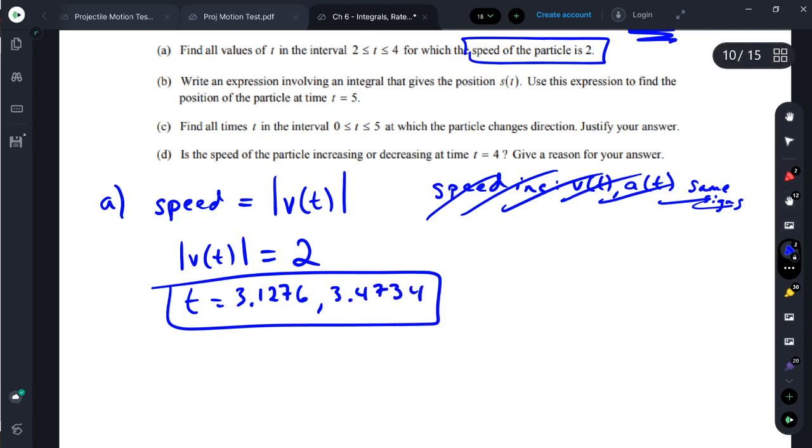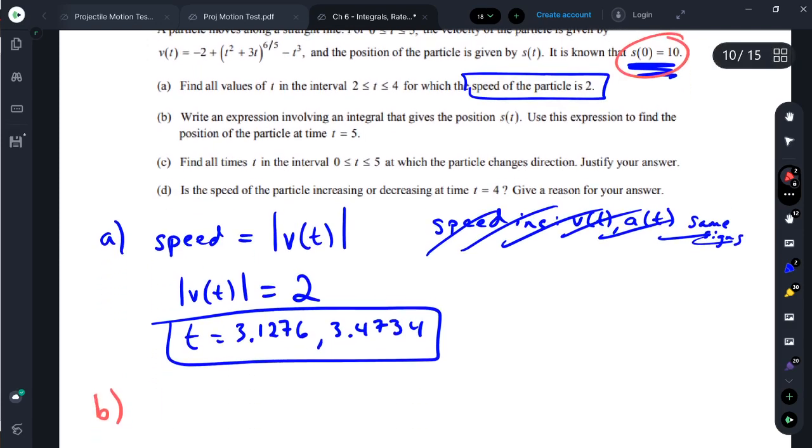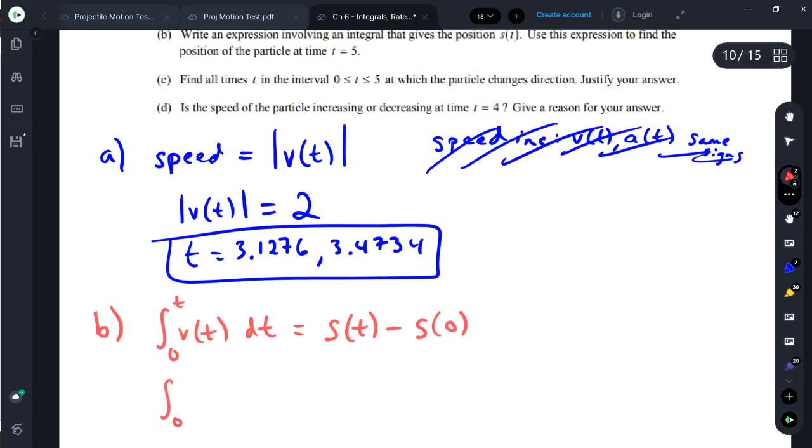B, write an expression for the position s of t, and use this expression to find the position of the particle at time 5. So basically on this one, we have velocity, and we know that s of 0 is equal to 10. So the integral of v of t dt from 0, right, we're going to use 0 because it's there, to any time t is going to be equal to s of t minus s at 0. Now s at 0 is 10. So basically this is the integral from 0 to time t of v of t dt equals s of t minus 10, and then we would add 10 over. And so that can be our expression: 10 plus the integral from 0 to any time t of v of t dt is equal to s of t.